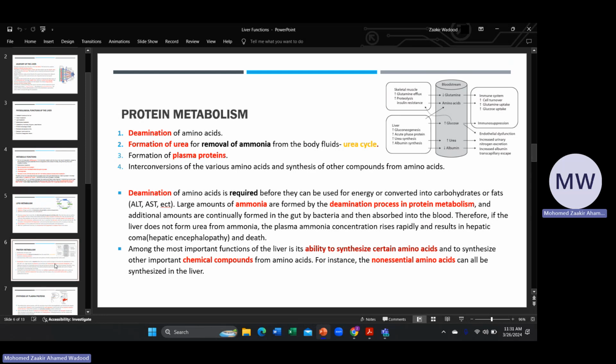So talking a little bit about the deamination process, it's necessary for deamination to take place because this opens up the molecule, converting it into a form that's usable. And one very important thing to note is that a byproduct of this reaction is ammonia, which, as you know, is toxic. Usually, during this reaction, large amounts of ammonia are formed by deamination, in addition to the ammonia formed by the gut bacteria.